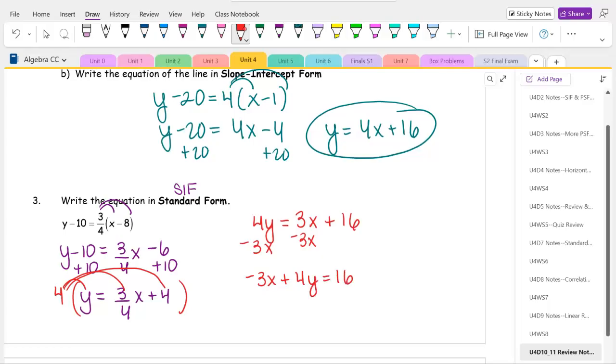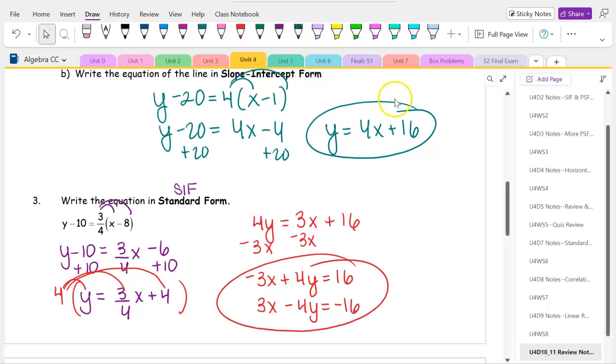Now, technically speaking, standard form says your a value should be positive. So some teachers are pickier about this than others. For some teachers, this answer is correct, but the other possible answer would be just to switch all of your signs. Like this.